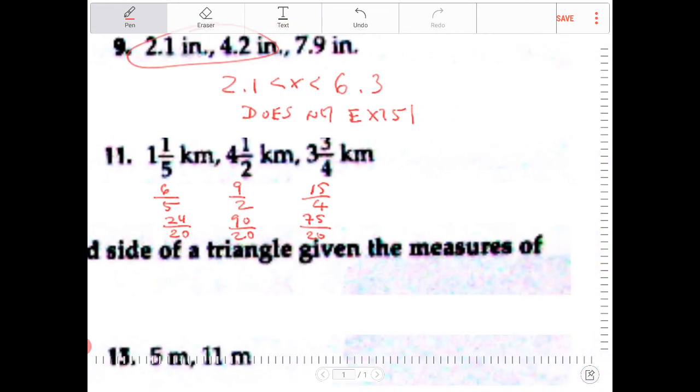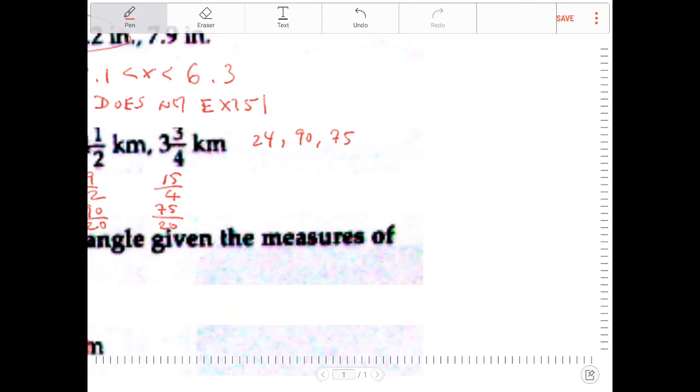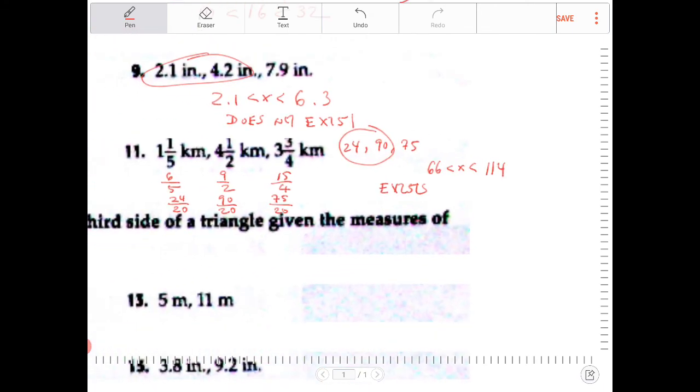So I'm comparing 24, 90, and 75. So if I add 90 and 24 together, I get 114. Subtract 90 and 24, so what is that? That is 66. And this does work, so it exists. Right? This exists.